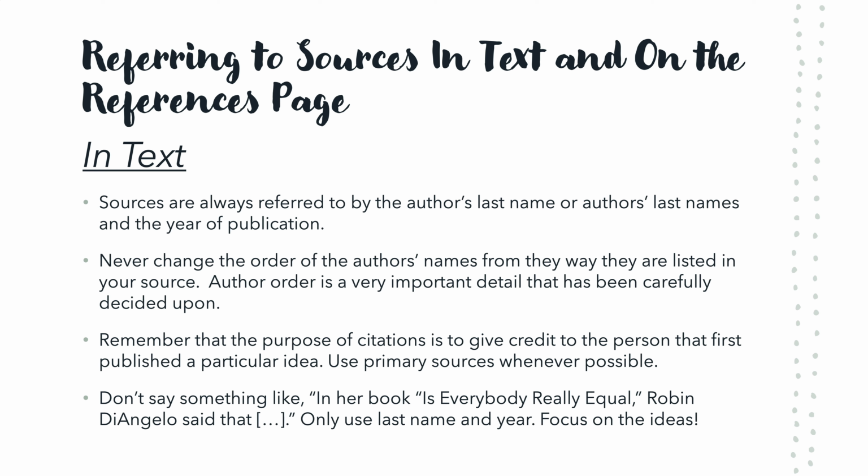Also, going along with the first bullet point on this page, always refer to sources only by the author's last name and the year of publication. Don't say something like, "In her book, Is Everybody Really Equal?, Robin DiAngelo said that." Only use last name and year. Focus on the idea, not on the name of the book or where it was published.